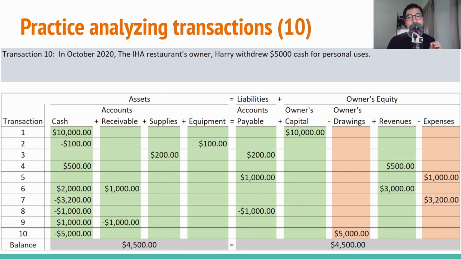The final transaction is in October 2020. The IHA restaurant owner Harry withdrew 5,000 cash for personal use. So that is going to decrease the cash and increase the owner's drawing by 5,000 and 5,000 individually. Accordingly, the balance is still maintained on both sides at 4,500. So this is the whole 10 transactions that we have finished.